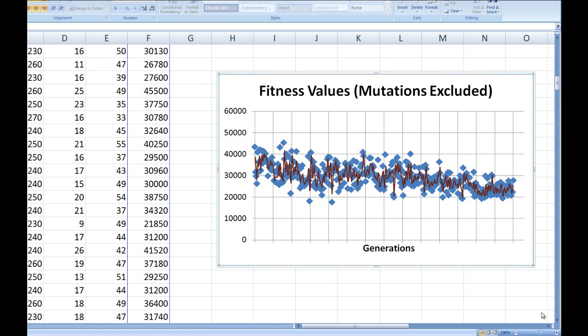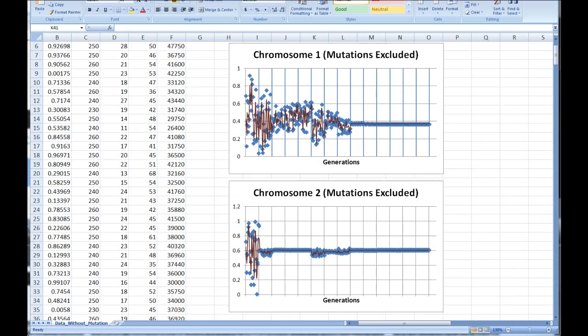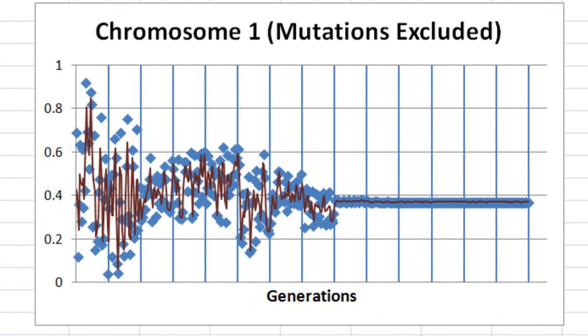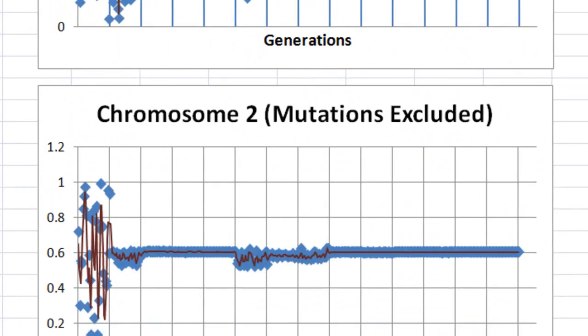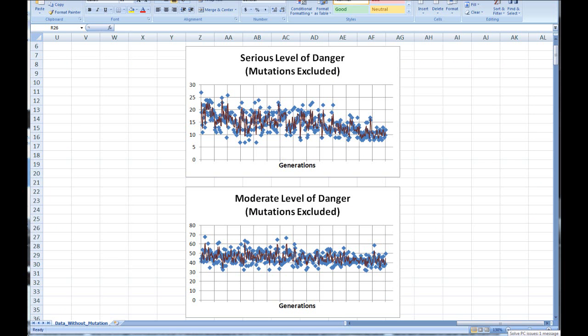As expected, the fitness value is decreasing across generations. The moving average trend also shows that the fitness value becomes less noisy and more consistent. The pattern of evolution of chromosomes clearly shows that they are evolving. They are both converging and losing their noise.